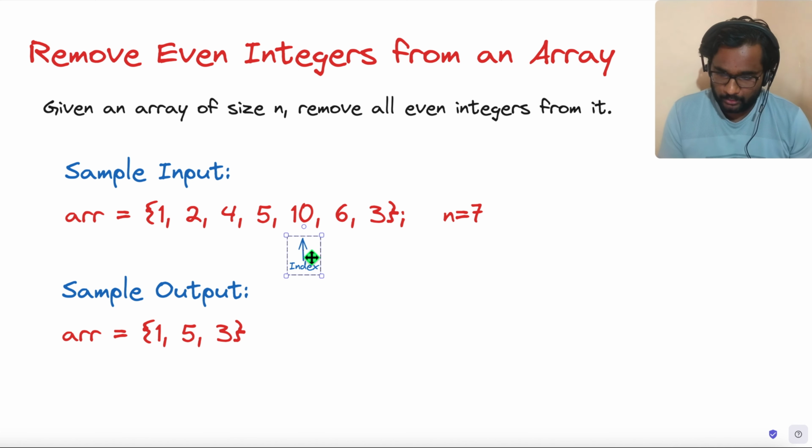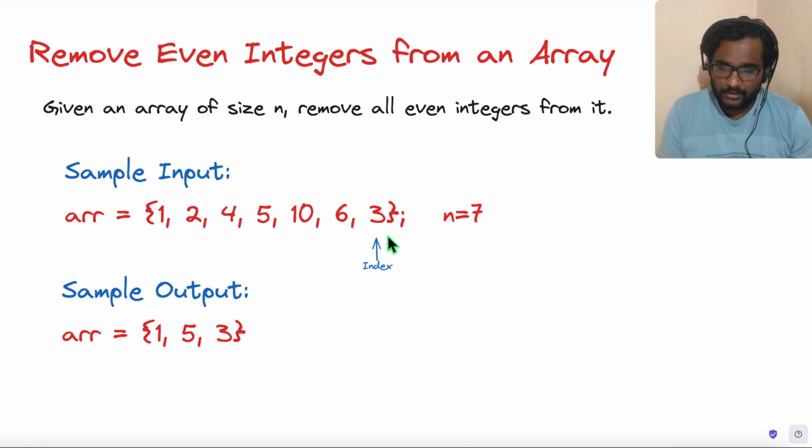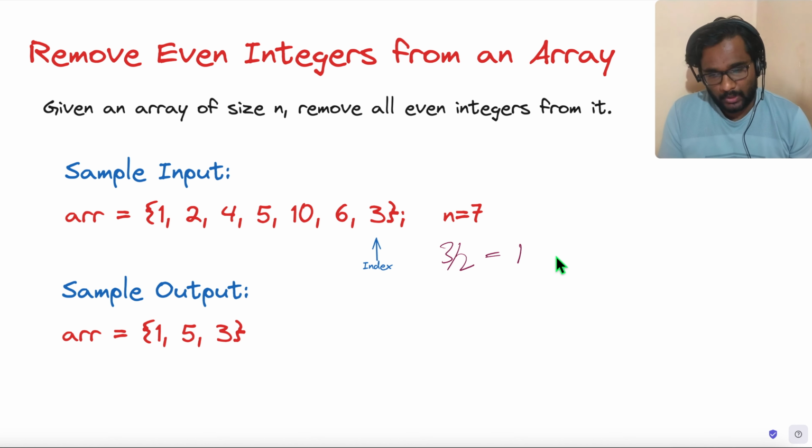We'll move further to the next element. The value will be 6. 6 divided by 2 gives remainder 0, so this is again an even number, and we'll not add it to the output array. We'll move further, and here the next element is 3. 3 divided by 2 leaves remainder 1, so again this is an odd number, and we'll add it to the output array.